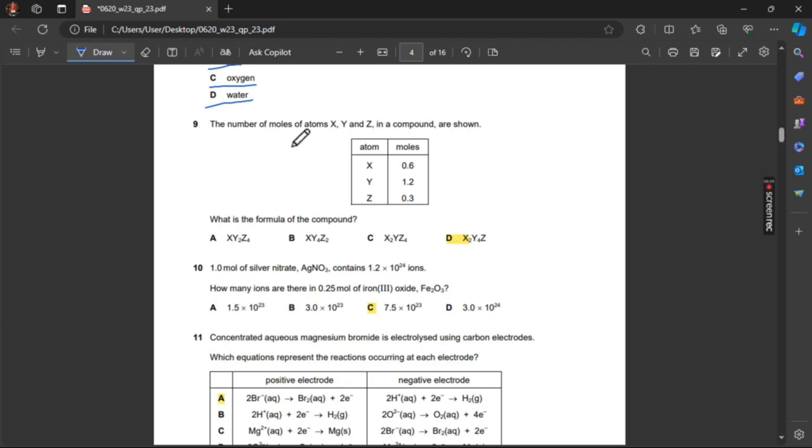The number of moles of atoms X, Y, and Z in a compound are shown. Okay, moles. First of all, we should write their moles by the seconds.